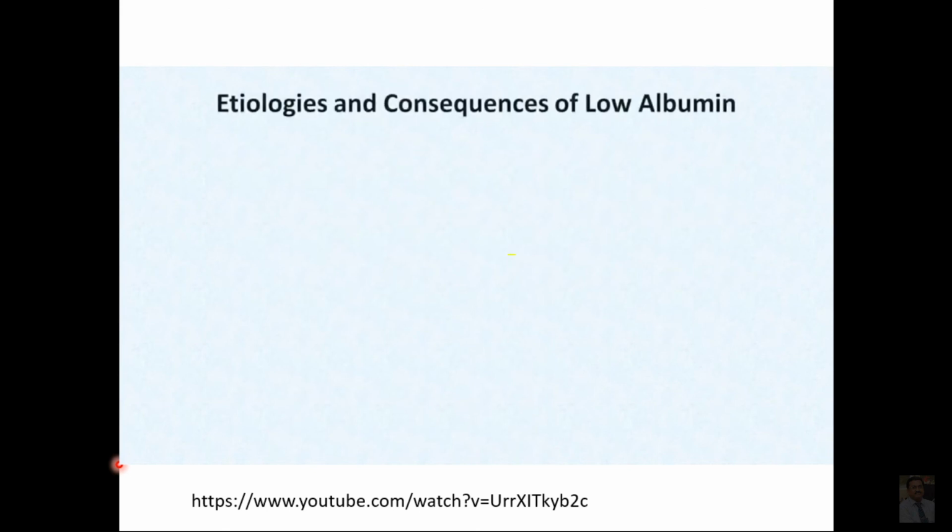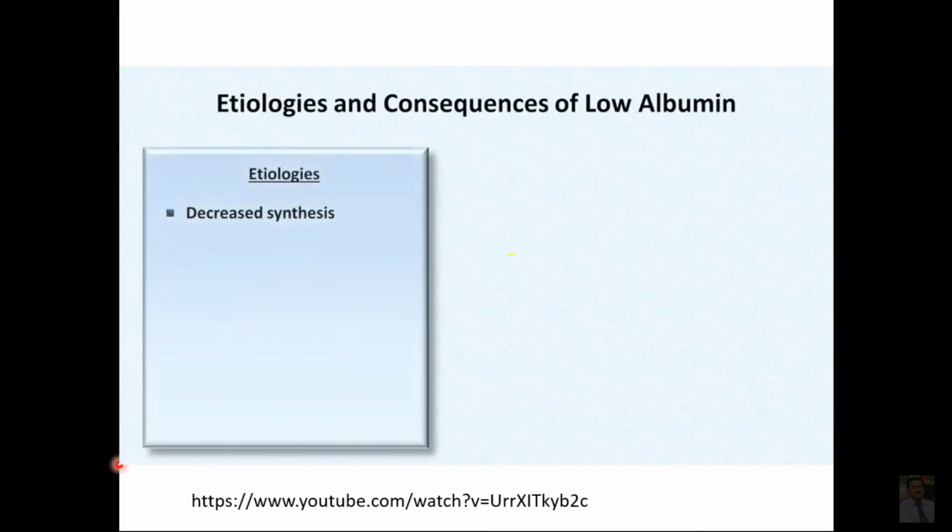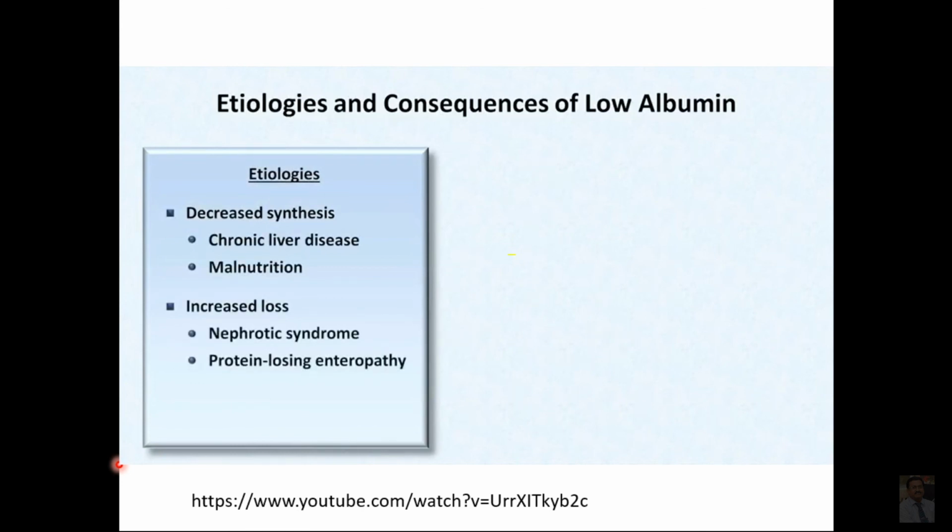There are 3 major categories of the etiologies of a low albumin. There can be decreased synthesis, as in chronic liver disease and malnutrition; increased loss, as in the nephrotic syndrome and the relatively uncommon condition of protein-losing enteropathy; and internal redistribution, as in increased capillary permeability, which might occur in the setting of severe sepsis.